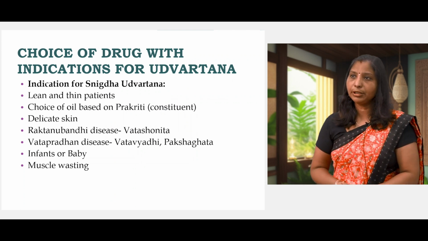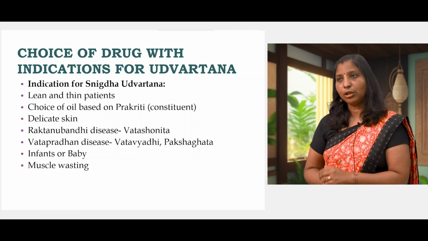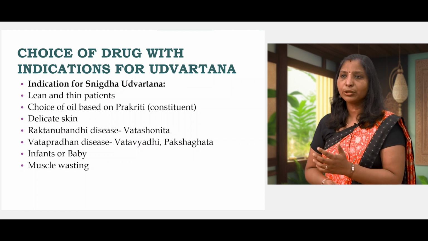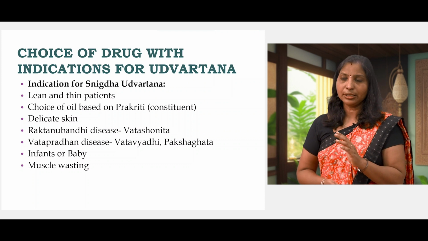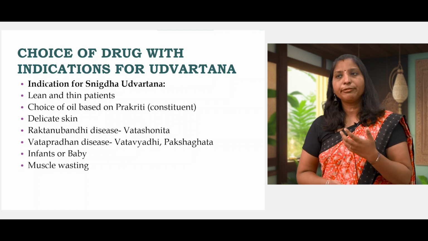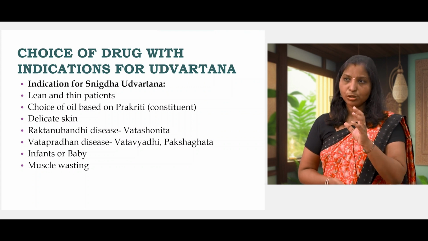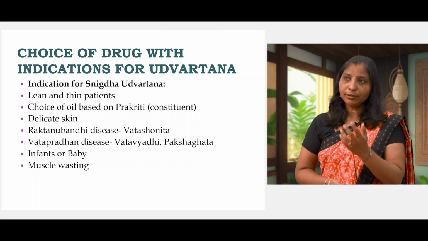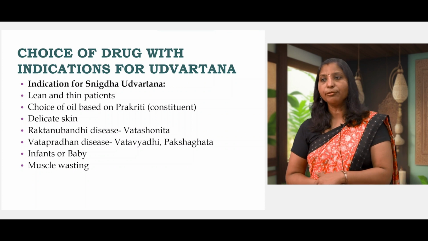The choice of drug with indications for Udvartana. When we plan Snigdha Udvartana, the indications are lean and thin patients. Choice of oil is based on the Prakriti or constituents or the Satmya, or where the patient belongs to, Kasmin Deshe Jataha. That is also very important to choose the oil, because if the patient is born in Kerala, usually they prefer coconut oil, or if the patient is born in the north, they usually prefer mustard oil. So the choice of oil is also based on the Prakriti or Kasmin Deshe Jataha. If the patient has delicate skin, then we use the oil. Whenever there is a Raktanubandhi disease, that is for example Vata Shonita, we use the oil.